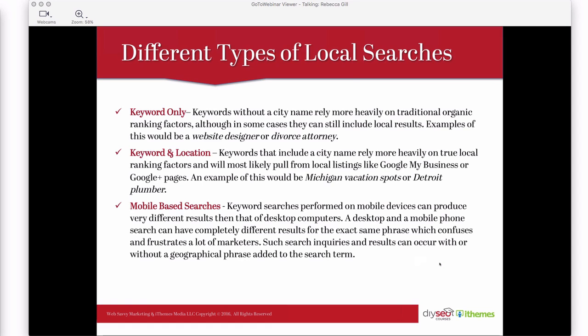So the first type of search is keyword only. That means somebody is inputting into the Google search box the phrase divorce attorney, right? And when I originally started with SEO and web development, Google would come back and give us results at a national level in the US, because that's where I'm based. I would see divorce attorneys over in California showing up for me, even though there's no way I could actually hire them because they don't even have the bar in Michigan.